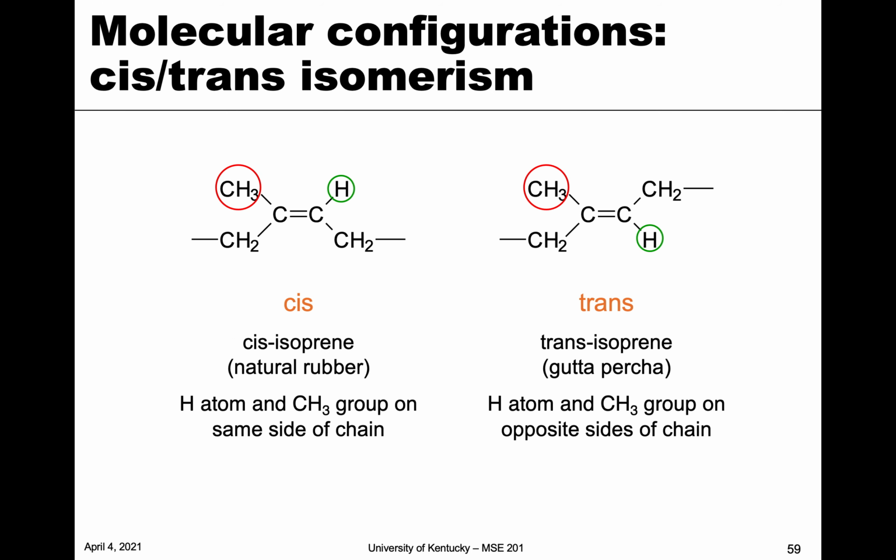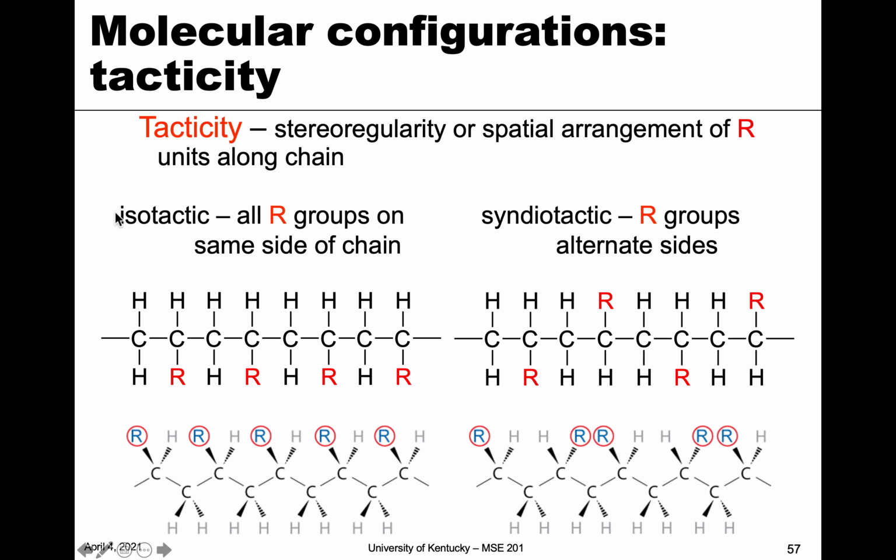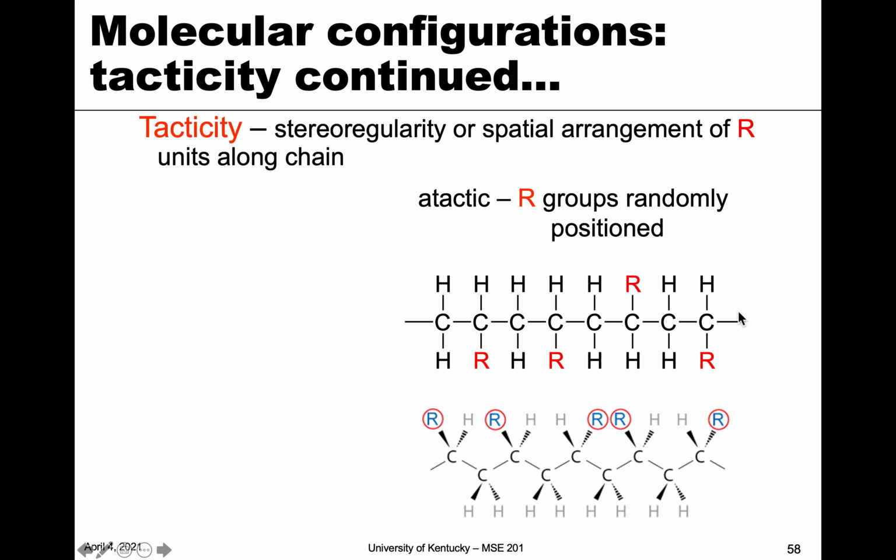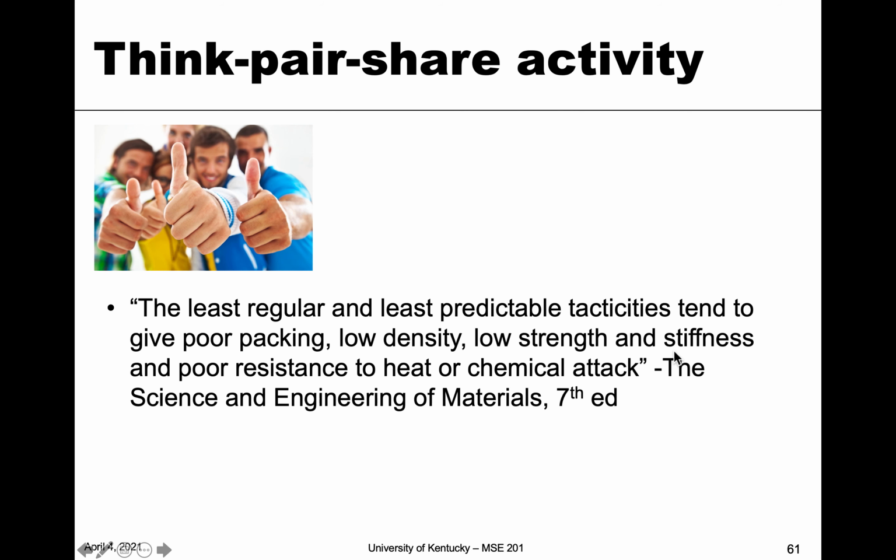So let's go back to the tacticities here. This one, where all the R's are on the same side, is very regular. Where they're alternating is very regular. It's easy to predict where the R's are going to be. However, atactic is very random, and you don't know where a given R is going to be. And so that's saying that atactic would be the least regular, least predictable, and give you poor packing, low density, low strength and stiffness, and then poor resistance to heat and attack. Those are the general properties.